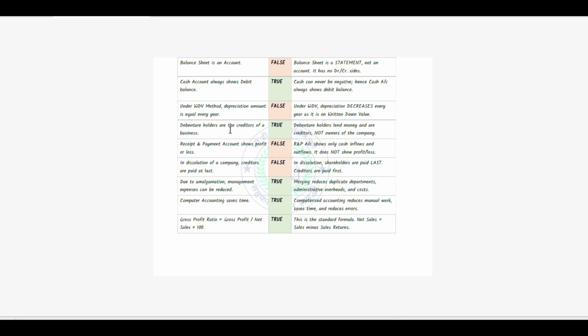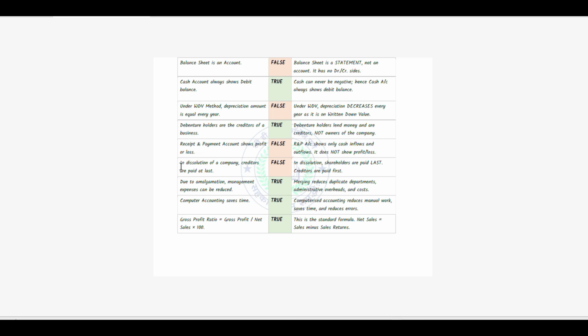Debenture holders are the creditors of the business. It's true. Debenture holders lend money and they are the creditors, not owners of the company. Receipt and payment account shows profit or loss. It's false, because the profit and loss account is different and the receipt and payment account is different. Receipt and payment account shows only cash inflows and outflows. It does not show the profit and loss.